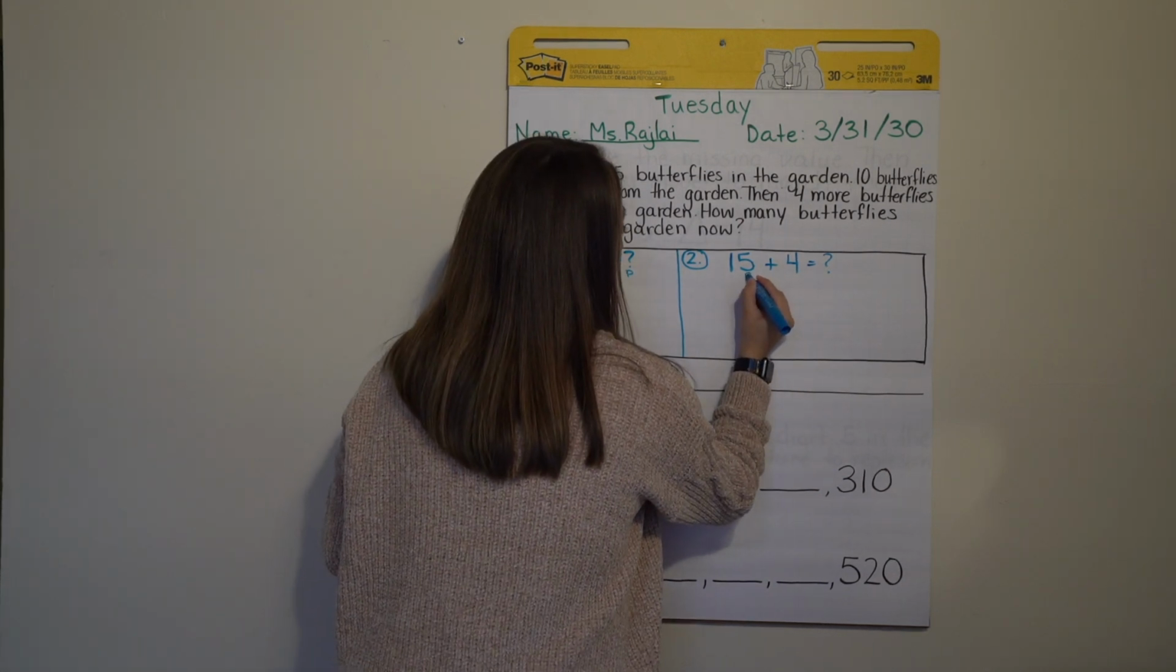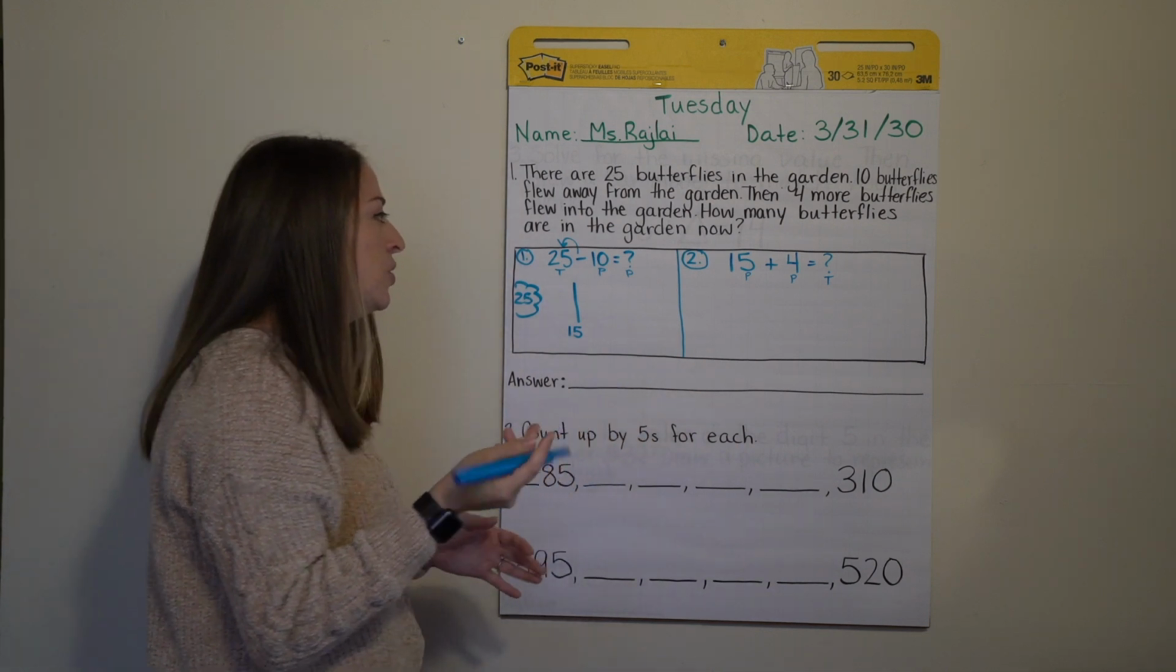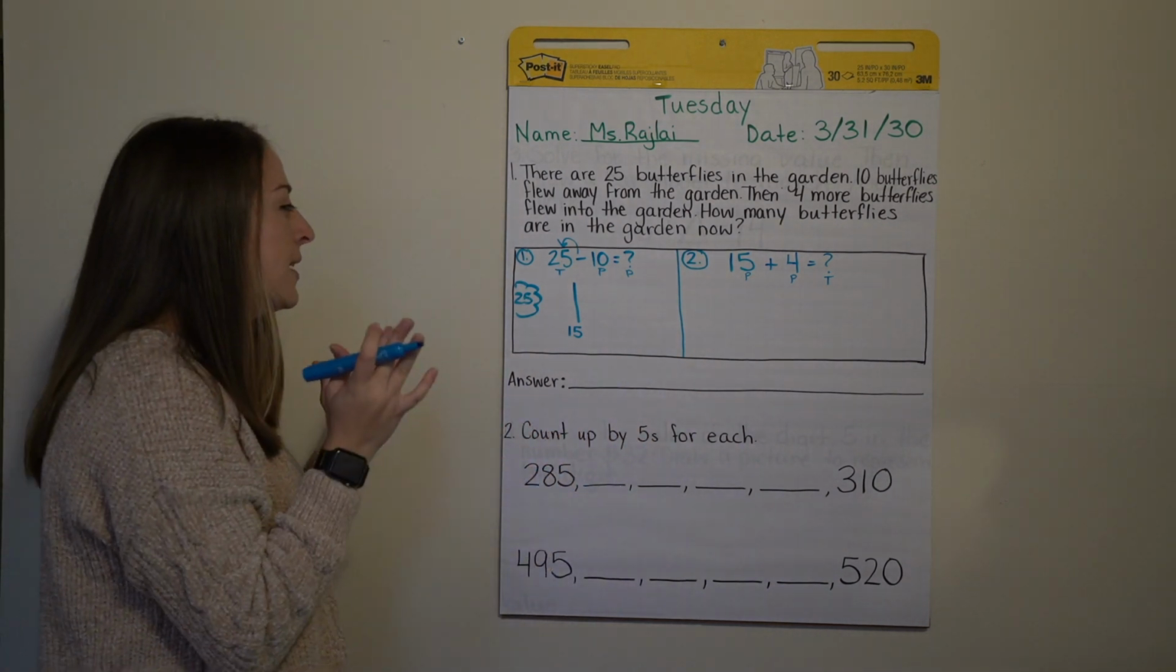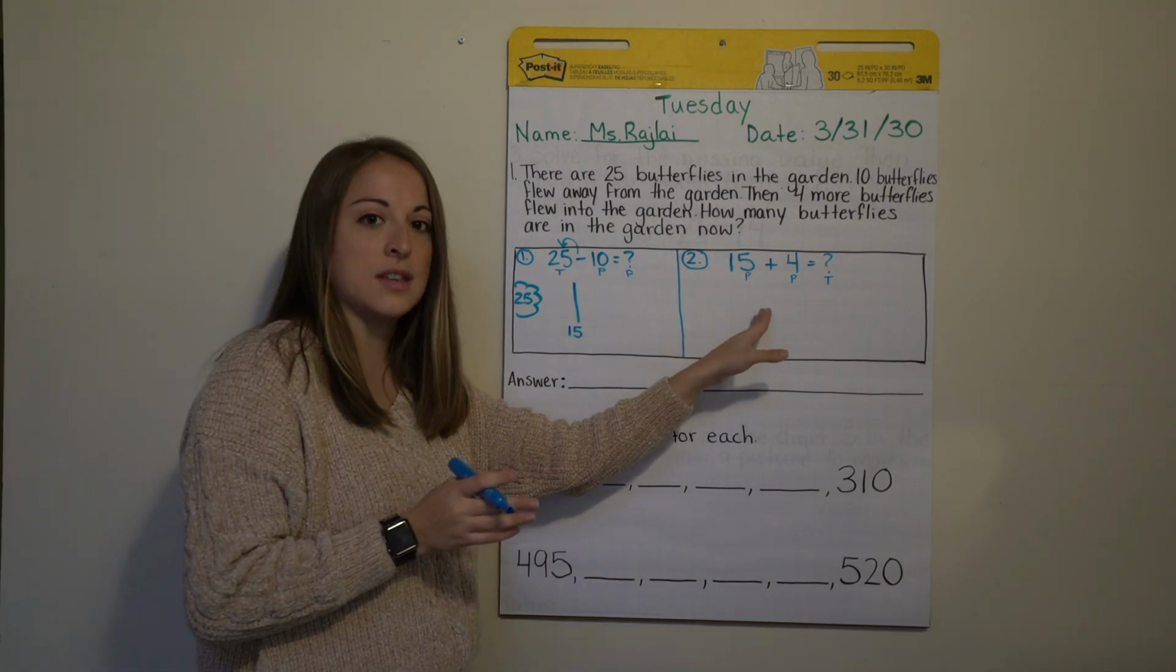Label your parts and your total. So right now we're missing our total, and when we don't have our total, we know we have to add our parts. So take the time to solve this second side.